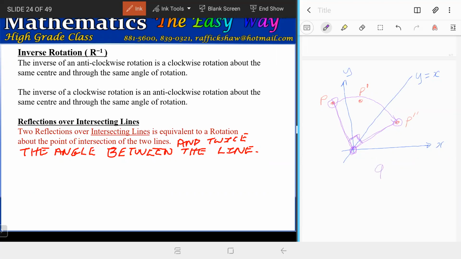90 degrees, sir. 90 degrees is the angle of rotation. So that will be a 90 degrees clockwise rotation, right? Now look at what we did. Everybody pay attention now.